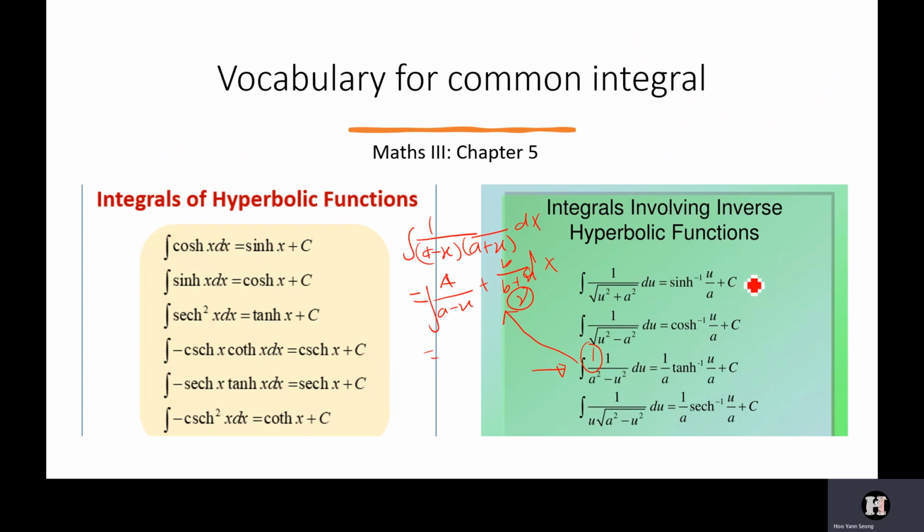Okay, so for example, if this one is a square minus u square, but your question is 1 over a square plus u square, please don't think that you can bring the minus in. This is a square, so whenever you want to use the vocabulary, please look at the formula clearly. Especially, you need to compare term by term. Do they bring the same meaning or not?